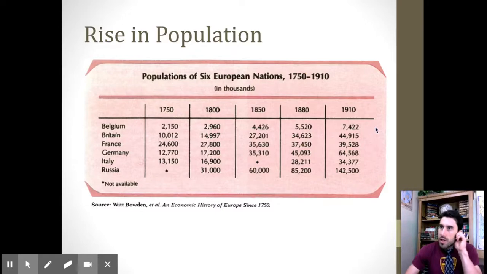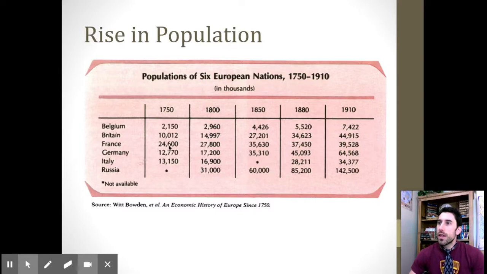Here's a little chart that shows populations of 6 European nations from 1750 up to 1910. And you can see that they are depicted as increasing and growing. Okay, take France, for instance. Actually, I think this is a great look at... Okay, let's take Germany now. That's not fair. Let's look at Britain. So Britain goes from 10,000 to 4 times as much in 1910.